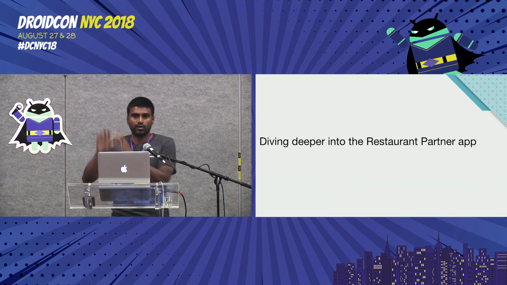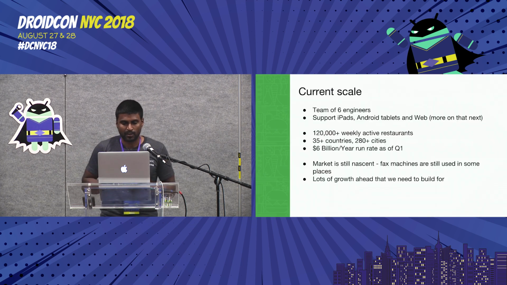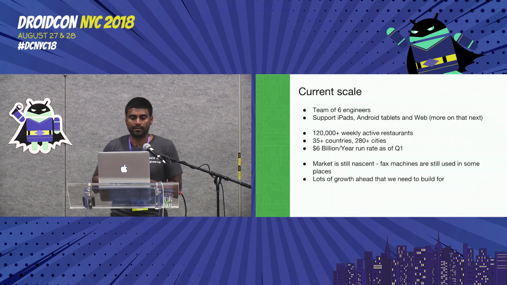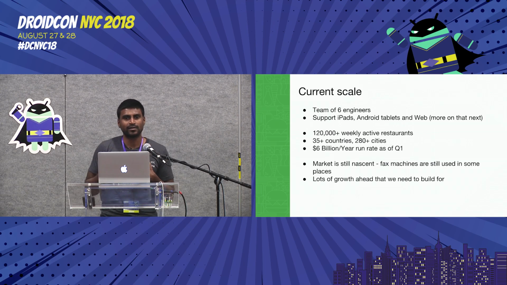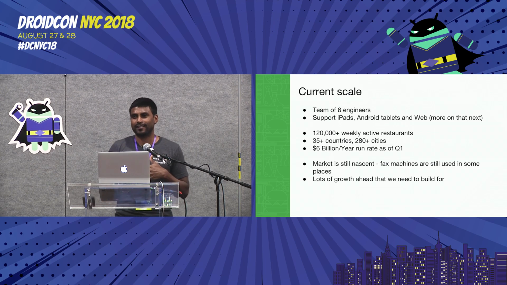So now you have a sense for what the business is and what the app looks like. Let me talk a little bit more about the scale. We are a team of 6 engineers. We support iPads, Android tablets, and web more recently. We started out on just iPad. At one point, we were the largest procurer of refurbished iPad mini 1s in the US.